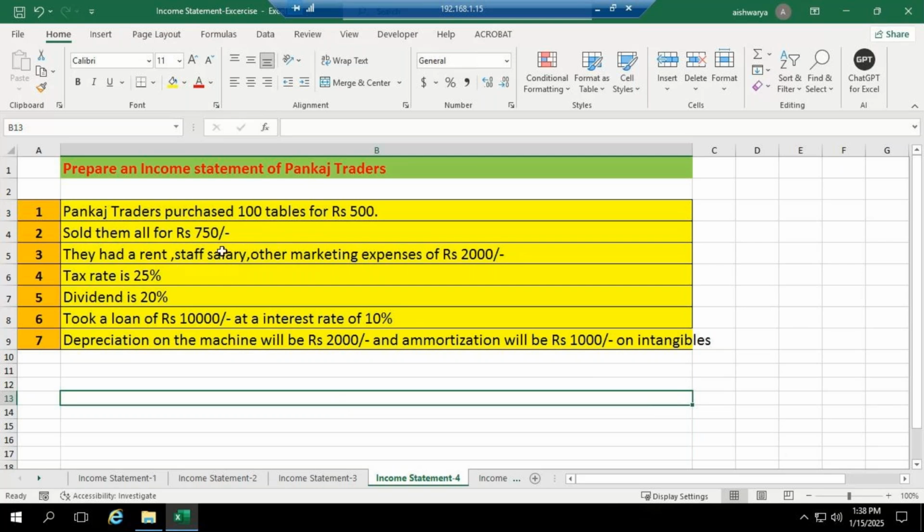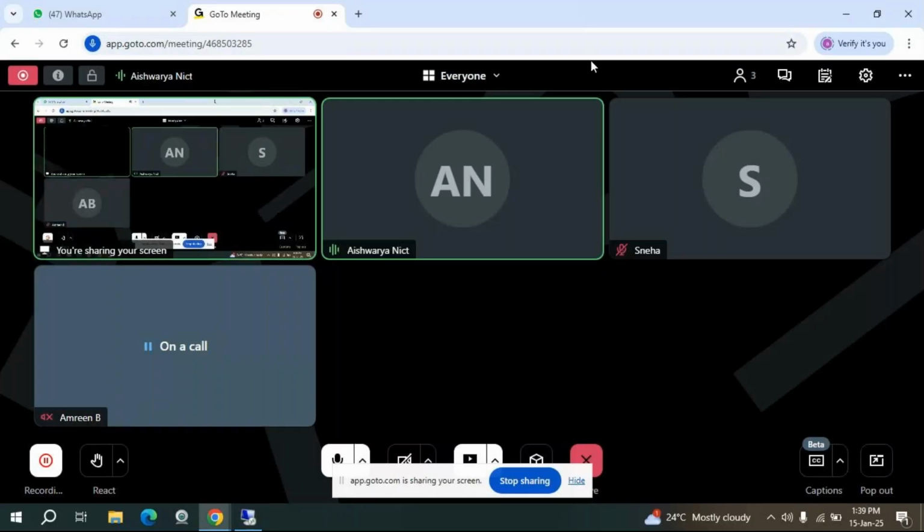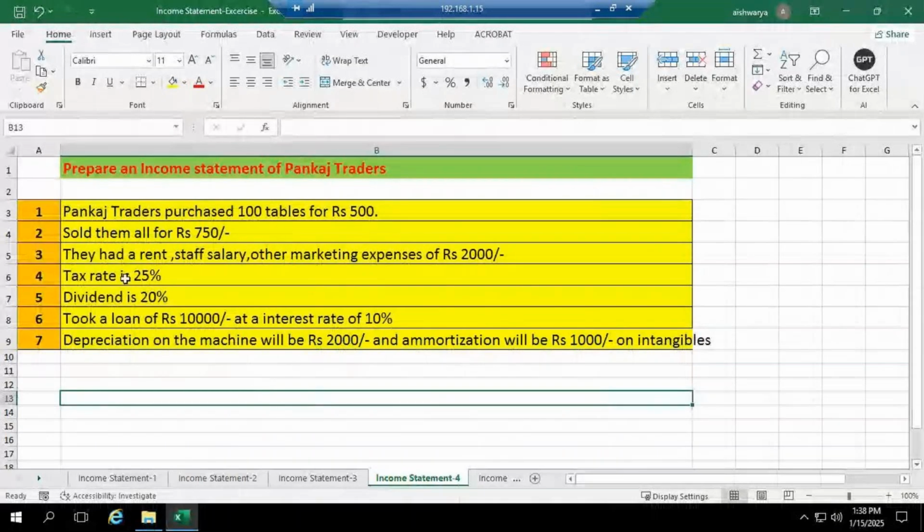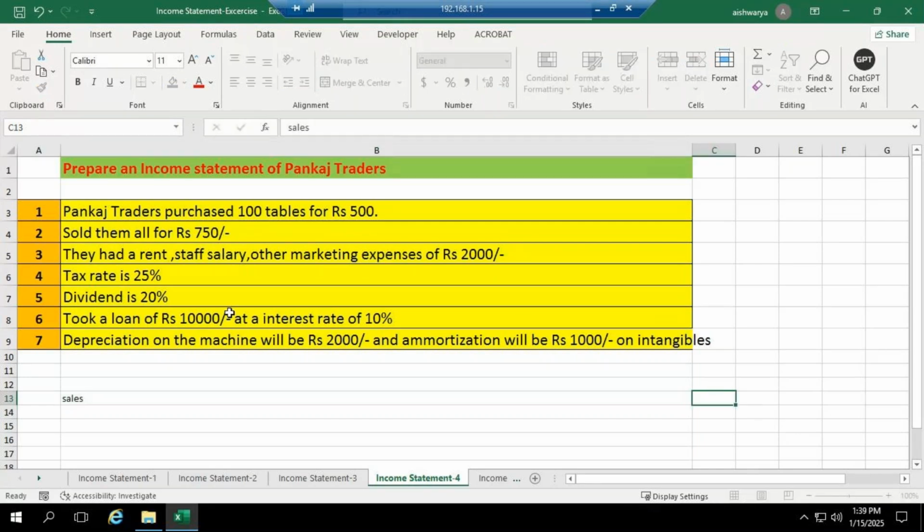So Pankaj Traders purchased 100 tables for rupees 500. So what is this actually? That is nothing but the purchases, right? And sold them all for rupees 750, right? So here what we have to put first is sales, right? What is the sales?